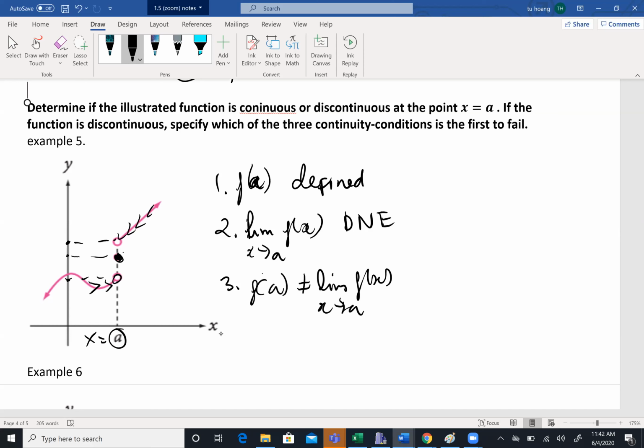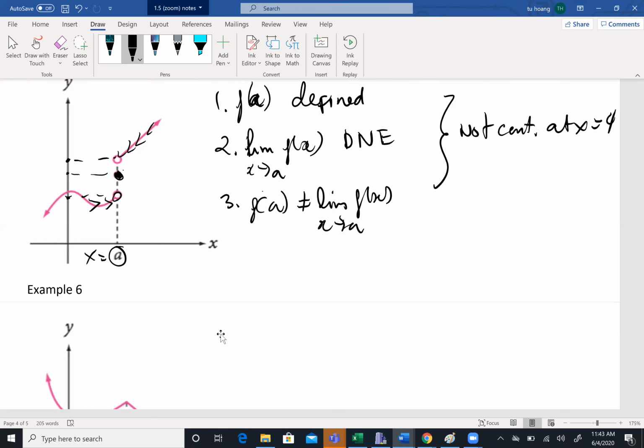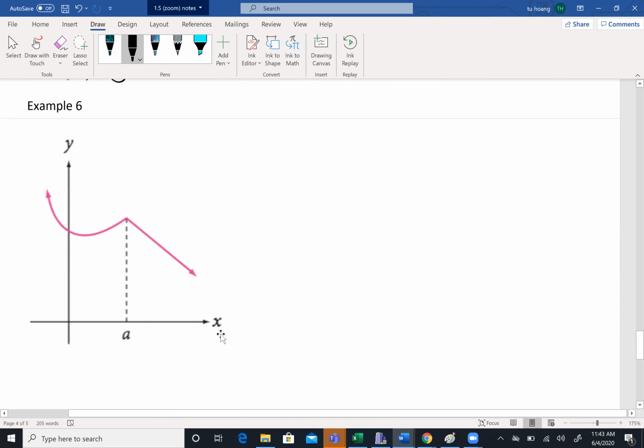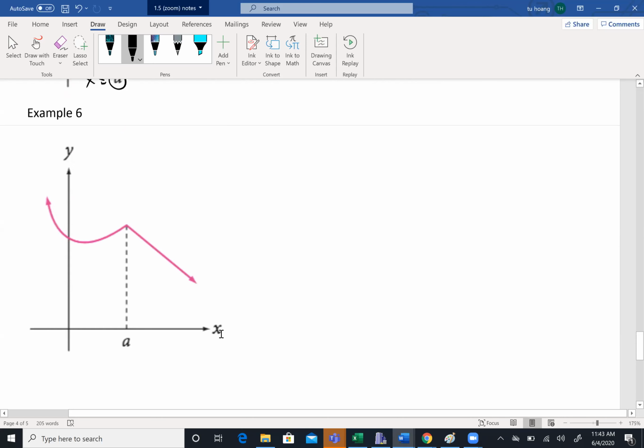So the conclusion for that is not continuous because of two conditions here. And the last example here, you're going to see that it's smoothly going from the left to the right with no hole, nothing else. So I'm just going to say continuous.